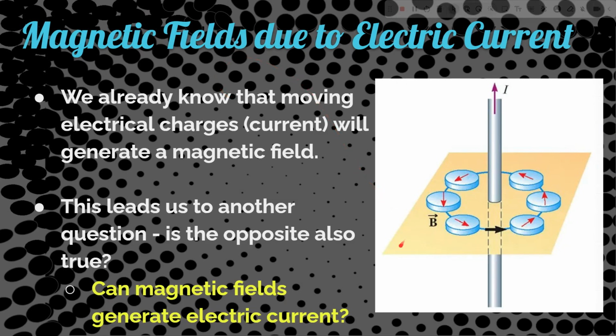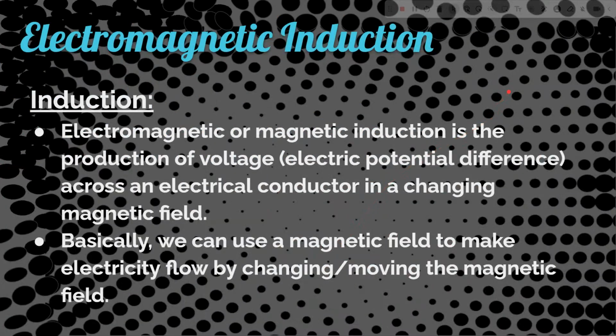I got into it the other day when we were talking about the right-hand rule in a loop of wire that is put inside of a magnetic field. We looked at how you could have the current inducing a force, or you could have the force of rotating it inducing a current. We're going to talk about that today because that is one of the applications of electromagnetic induction, which is the production of voltage or electric potential difference across an electrical conductor in a changing magnetic field. Basically, you get to use a magnetic field to make electricity flow by changing or moving the magnetic field. It does require change to the magnetic field, which you're going to see in the examples today as well.